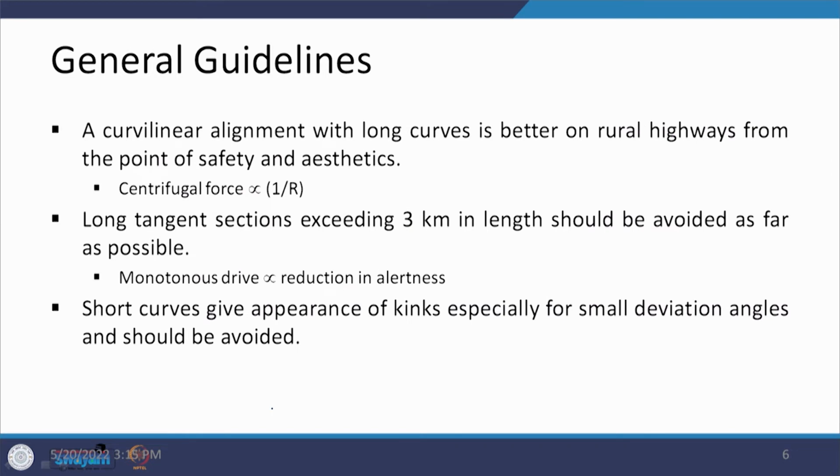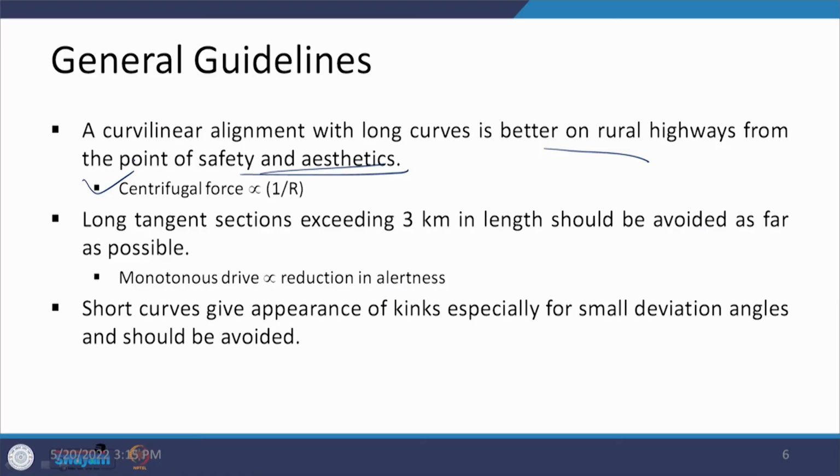Then a curvilinear alignment with long curves is better on rural highways from the point of safety and aesthetics, and the reason is that we are looking at the forces which act on a vehicle when it negotiates a particular curve. So, that is where we have to ensure safety, and centrifugal force is one thing which will try to take the vehicle out. So, there is a possibility of skidding or overturning in those scenarios. This control of R is going to help us.